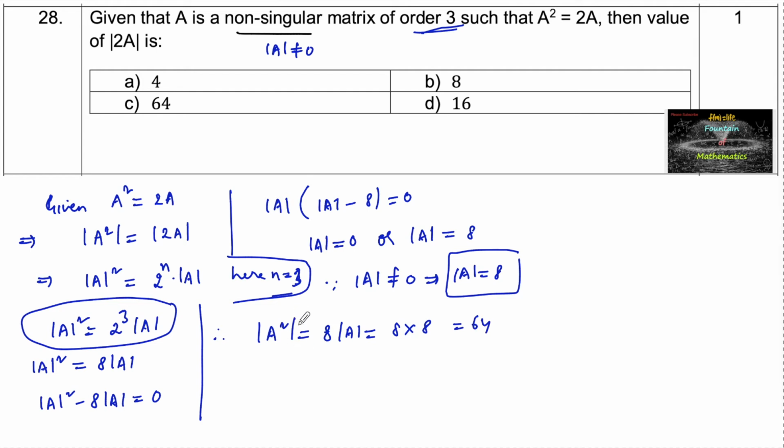So determinant of A square is 64 and we require determinant of 2A. So determinant of 2A is same as determinant of A square, which is equal to 64. So the third option is the right answer.